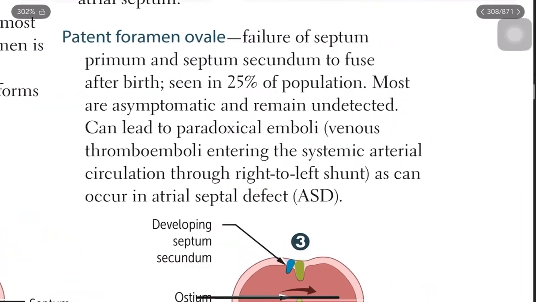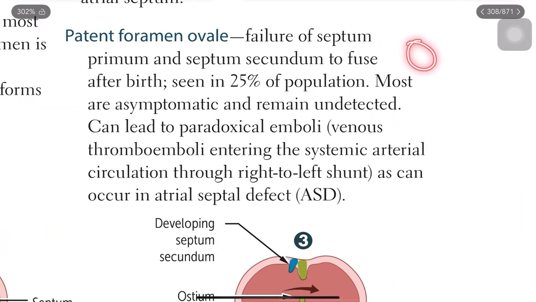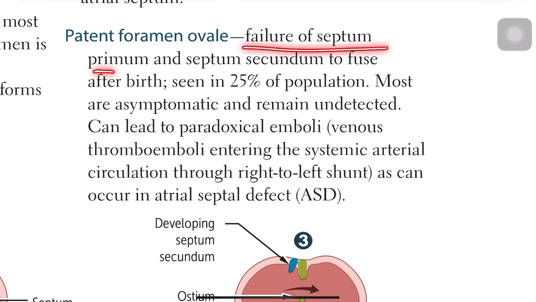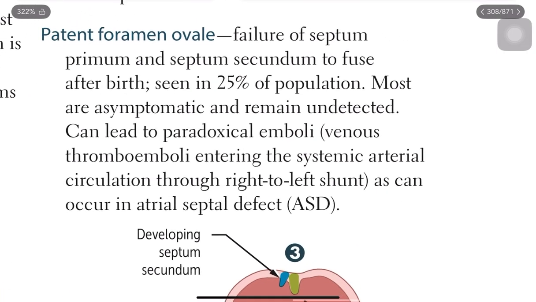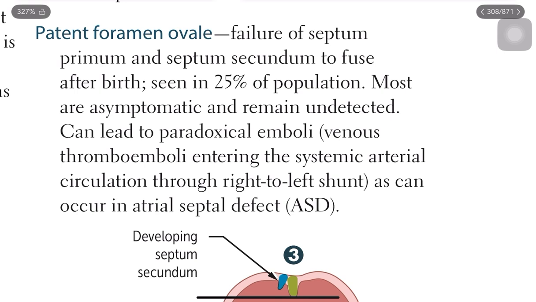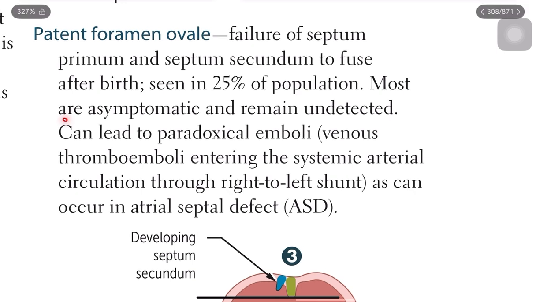Now let's say a baby hadn't got this defect filled. The failure of septum primum fusing with septum secundum after birth is seen in 25% of the population. So this foramen ovale would persist. Basically it is in 25% of the population, but it does not manifest in all of them. Most are asymptomatic and remain undetected.